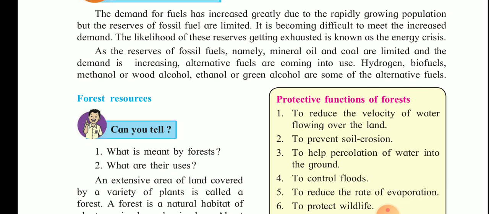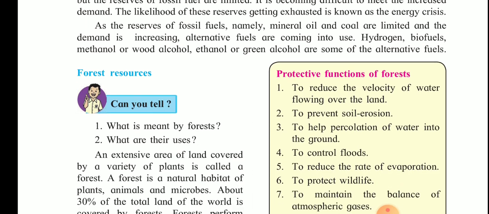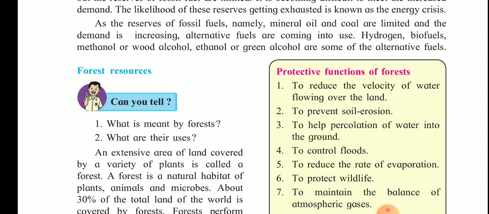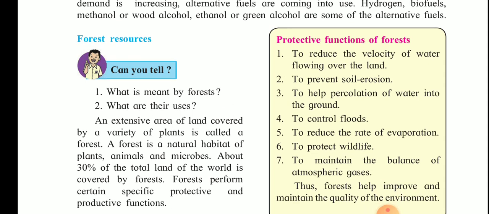Protective functions of the forest: to reduce the velocity of the water flowing over the land, to prevent soil erosion, to help percolation of water into the ground, to control floods, to reduce the rate of evaporation, to protect the wildlife, to maintain the balance of the atmospheric gases. Thus, forests help improve and maintain the quality of the environment.